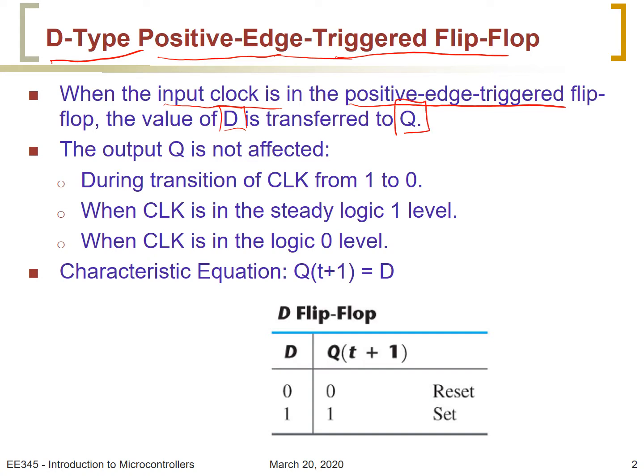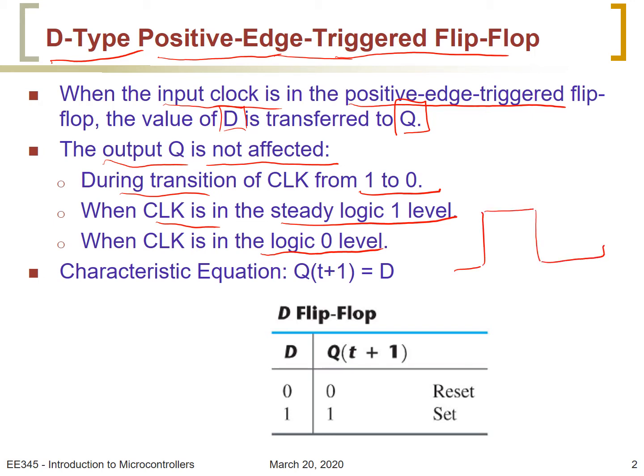And we have also mentioned that the output Q is not affected during the transition of the clock from 1 to 0, or when the clock is in a steady logic 1 level, or when the clock is in the logic 0 level. Therefore, if we look at one complete clock pulse, it has the positive edge and the negative edge, and the time when it's positive or logic 1 and the time when it's logic 0. Only during this transition the output is affected by the input, and nothing will happen during all the other intervals.